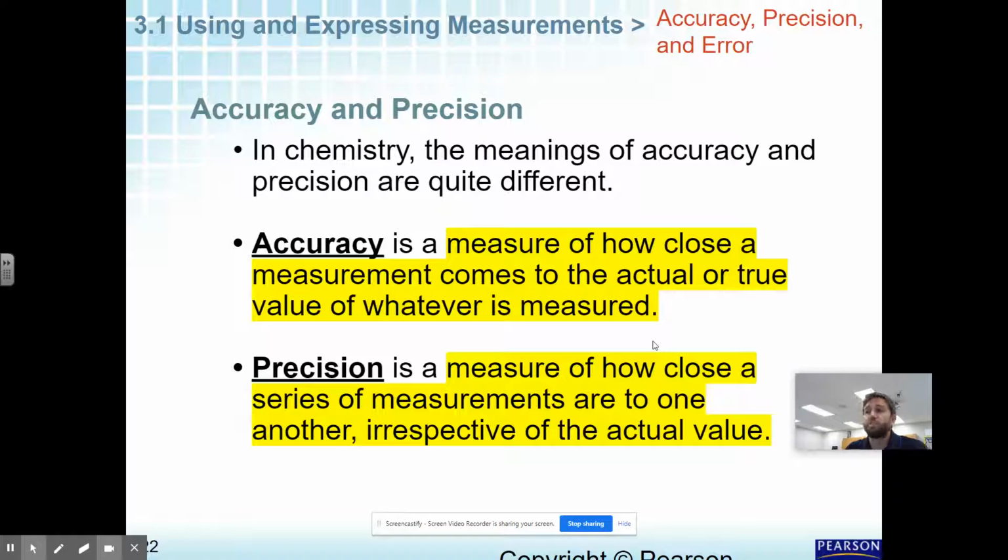And precision. Precision is a measure of how close a series of measurements are to one another, irrespective of the actual value. So precision doesn't care about what it's supposed to be. It just cares about if it happens over and over again. Okay. So what I'm going to do is I'm going to pause this and I'm going to show you this.